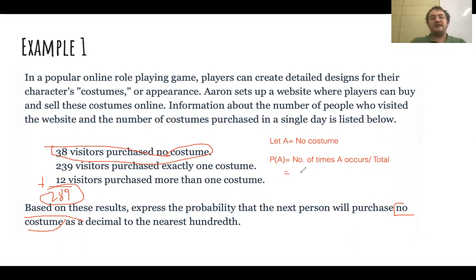So when I'm doing that, the number of times A occurs is 38 divided by 289. And they want it to the nearest hundredth. So I'm just going to go to my calculator and do 38 divided by 289. And that's going to be about 0.13. So hundredth just means 2 decimal places.